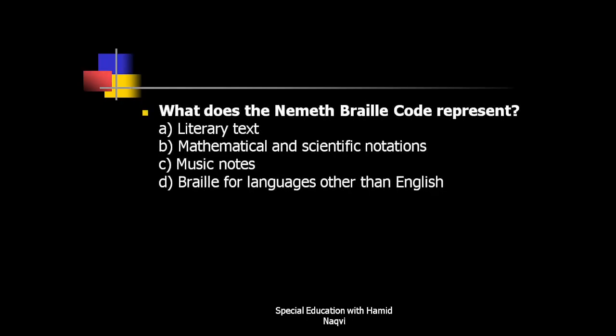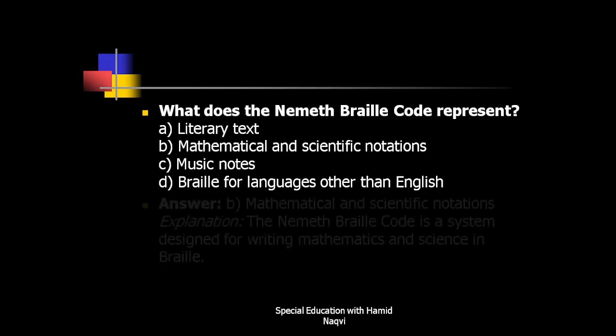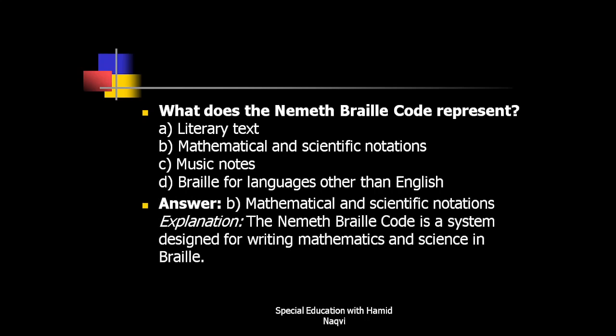What does the Nemeth Braille code represent? Literary text, mathematical and scientific notations, musical notes, or Braille for languages other than English? The answer is mathematical and scientific notations. The Nemeth Braille code is a system designed for writing mathematics and science in Braille.